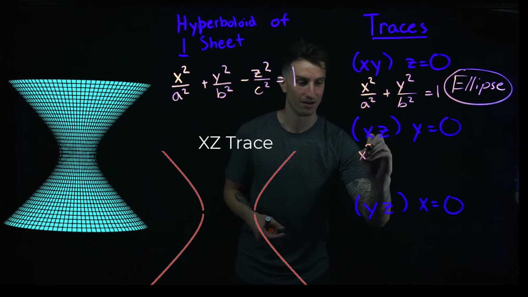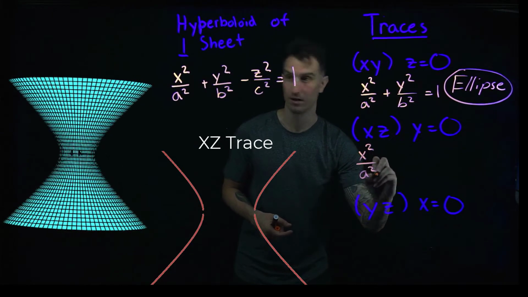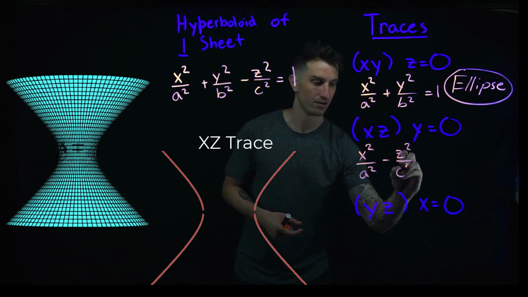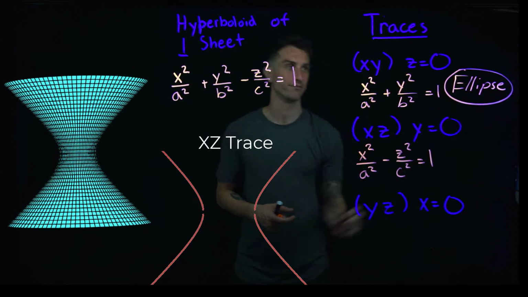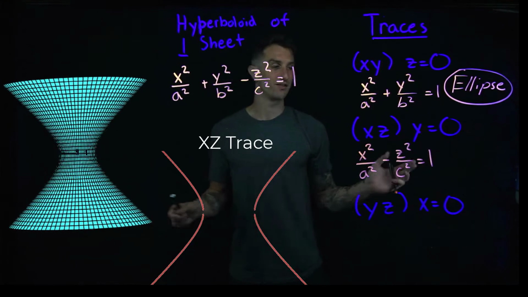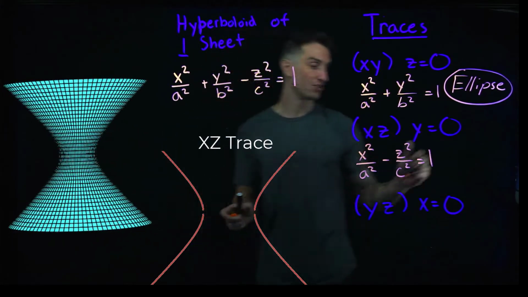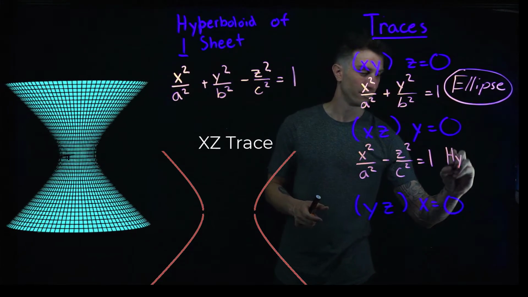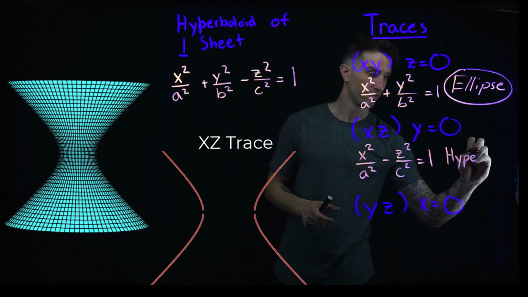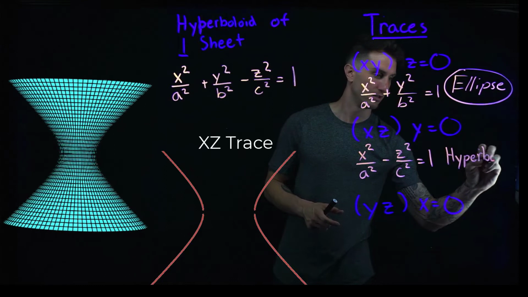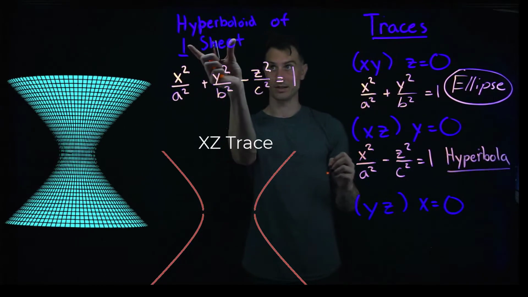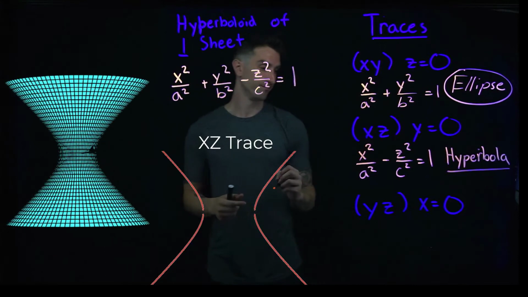We have x squared over a squared minus z squared over c squared is equal to 1. So maybe we saw this way back when, or maybe we totally forgot about this shape. This is known as a hyperbola. Right, and this is why it's called a hyperboloid of one sheet.